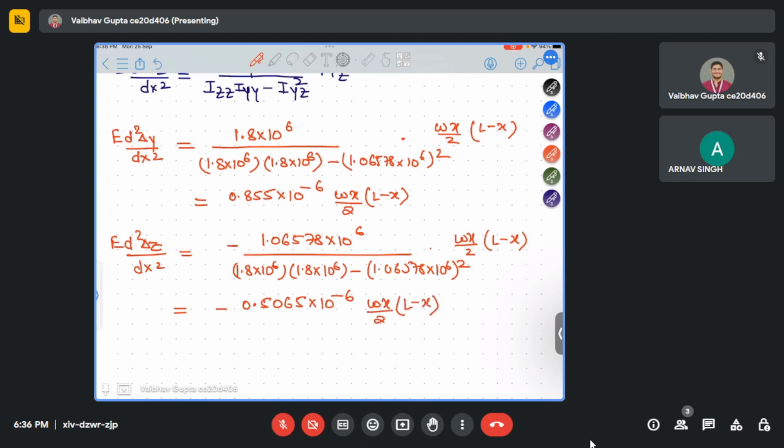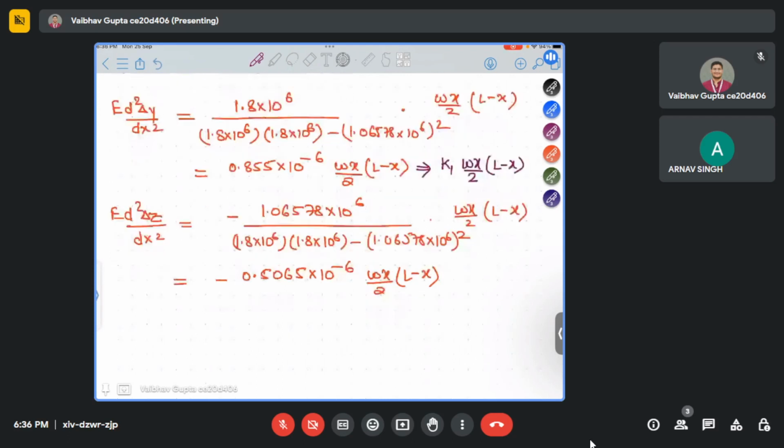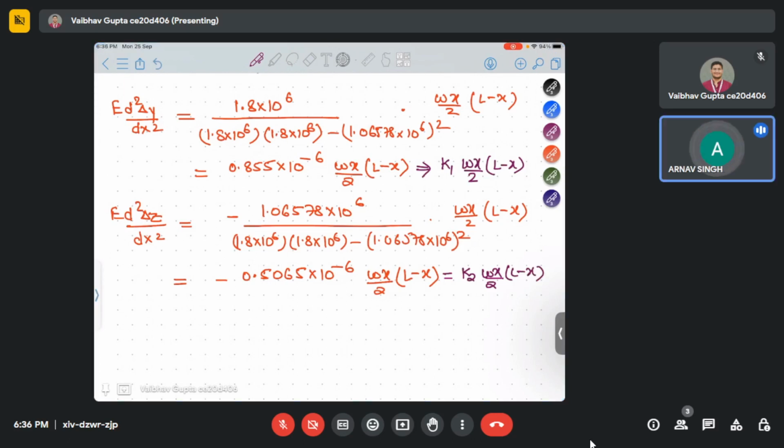So I will not write this value again. I will just take it as k1 times Wx by 2 into (L minus x), and we'll put the value of k1 afterwards. And this one as k2 times Wx by 2 into (L minus x). K1 is 0.855 into 10 to the power minus 6 and K2 is minus 0.5065 into 10 to the power minus 6. Sir, you have written K1 and K2 for this value? Yes, this value is K1 and this value is K2, multiplied by this common term, which is the same.